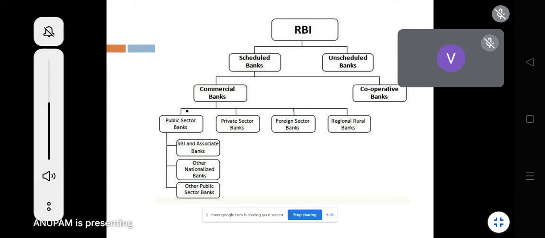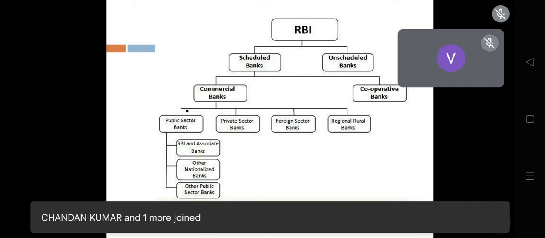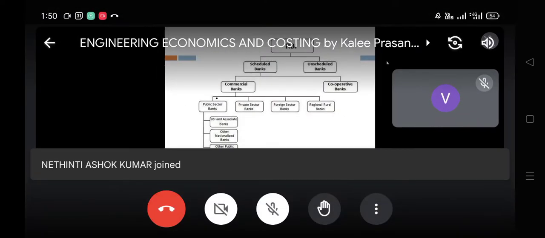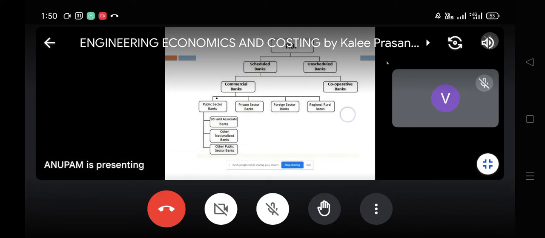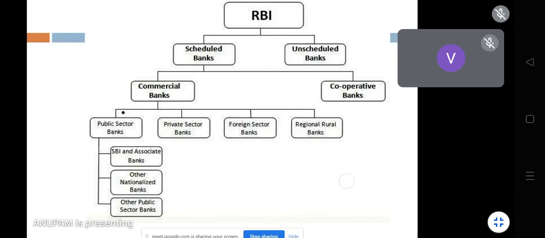all the banks in our country, which regulates all the banks in our country, whatever norms they are following, all are given by the Reserve Bank of India. Other banks also fall under the rules and regulations of RBI. So just below RBI, there are two main subsections: one is scheduled banks and another one is unscheduled banks.